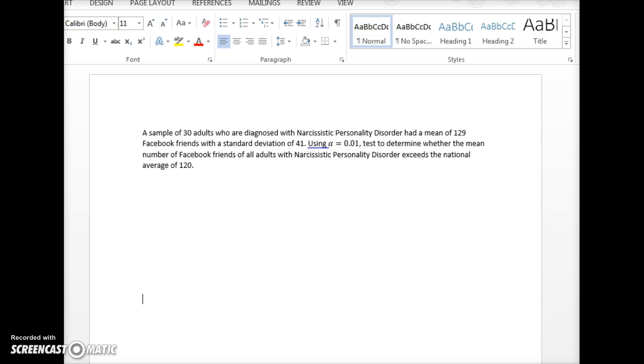For this first example, we have a sample of 30 adults who are diagnosed with narcissistic personality disorder with a mean of 129 Facebook friends, with a standard deviation of 41. And we want to test whether their mean exceeds the national average of 120 Facebook friends using a 0.01 significance level. We know this is a t-test since the standard deviation comes from the sample, and I have provided a slide with some hints of how to determine if the standard deviation comes from the sample. So let's go to StatCrunch.